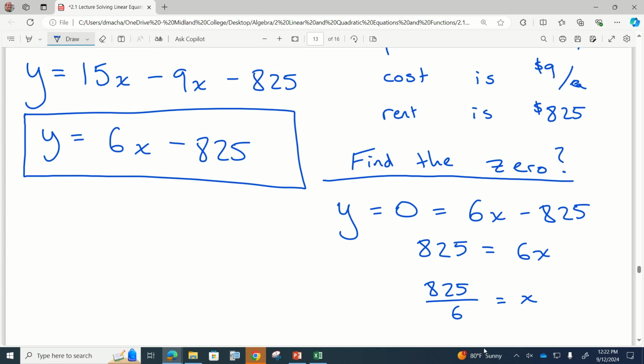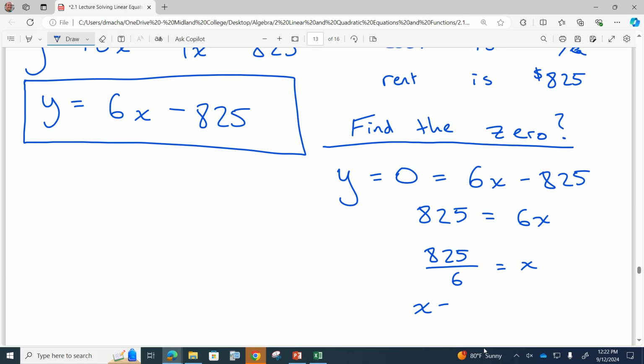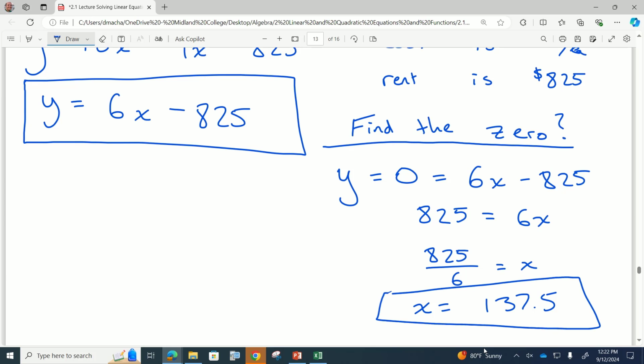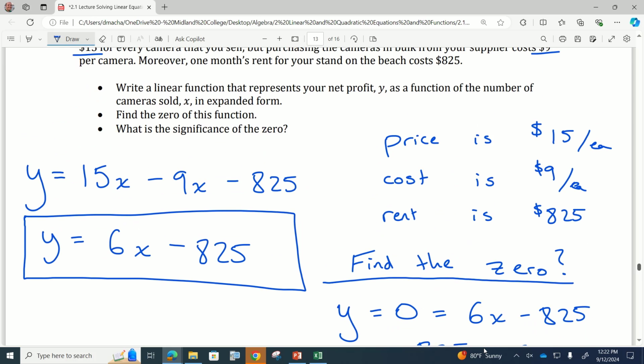On your next test, by the way, you can use this TI-30X2S calculator. And so you can actually type in 825 divided by 6 if you want to. And this is the number 137.5. This is the zero of your function, 137.5.